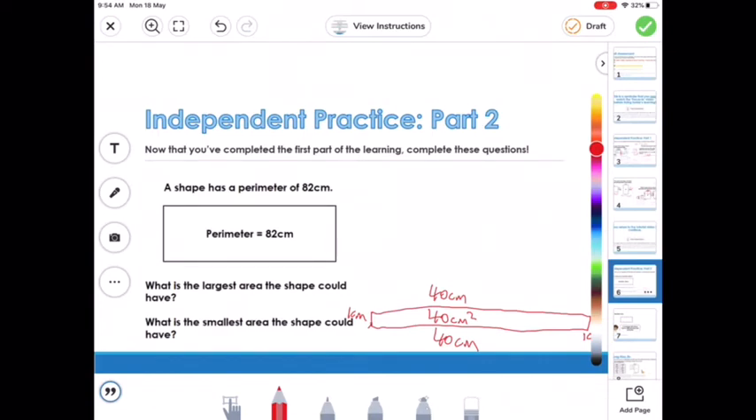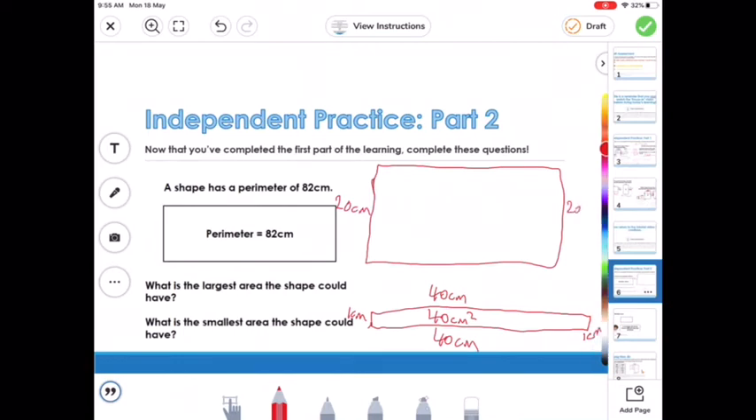Now, what about the largest one? Well, ideally, I would like a square, but I know that 4 doesn't go into 82. So I'm going to make a rectangle which will be very close to a square. This is 20 centimeters, so this side must be 20 centimeters. I'm going to have this one as 21 centimeters, and this is 21 centimeters.